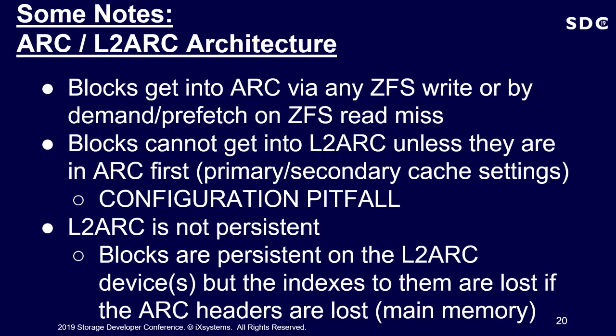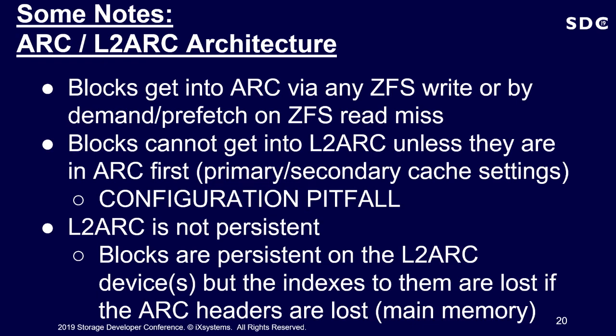Blocks get into ARC either by a demand or prefetch read miss, or by a ZFS write. That's the only way they get into here. Now this is worth the price of admission to this talk. Here's a configuration pitfall. It can only get into L2ARC if it's been in ARC first, right? We learned that just a few minutes ago. So what a lot of people do is, okay, let's set our primary cache, our ARC, to metadata, because it's fast, and then let's set our L2ARC to catch everything else, all. Well, guess what? You're not going to get anything in L2ARC, because it can't get into L2ARC unless it was already in ARC. So that's something you have to know about the way ZFS caching works.